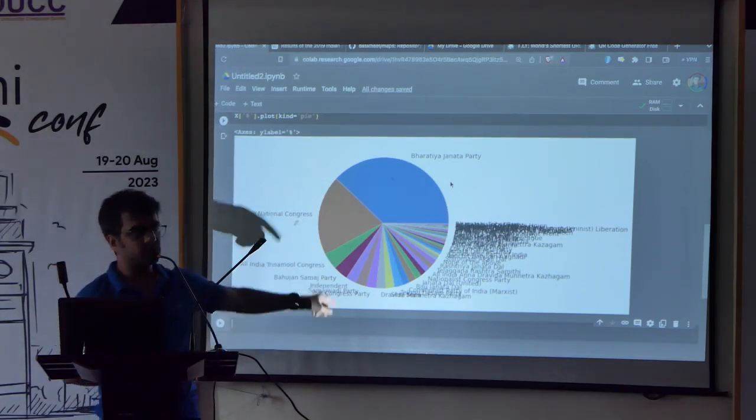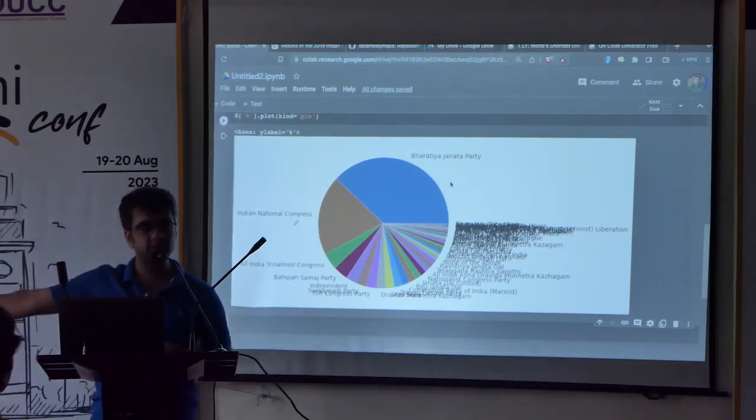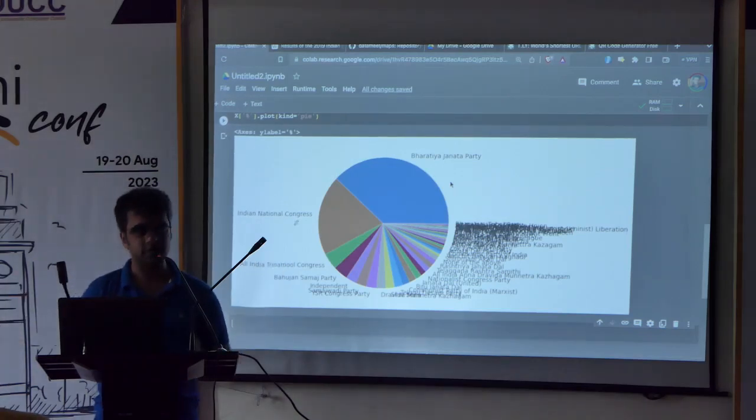So what's the problem with this long tail? It means there are too many things to show for someone. Do we care about it? Beyond a particular percentage, I don't care about which party won what percentage, right? So how do we fix this?